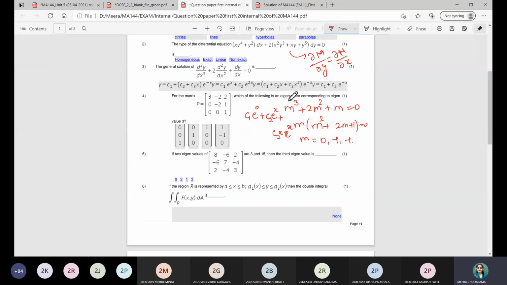General solution will be, ma'am, e raised to minus x. Oh yes, e raised to minus x, because -1 is the root. Yes. Then so in this case I think this one will be the answer, right?